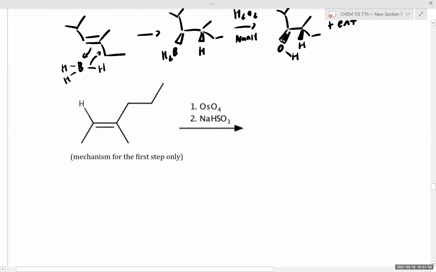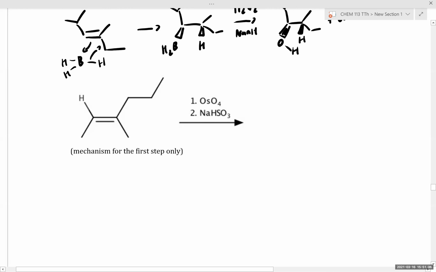Okay, let's look at this next case. We're treating an alkene with osmium tetroxide. What does that do? What are these textbook conditions for? Syn dihydroxylation, exactly right. So in this case, at the end of our first step, we're going to make the osmate ester.